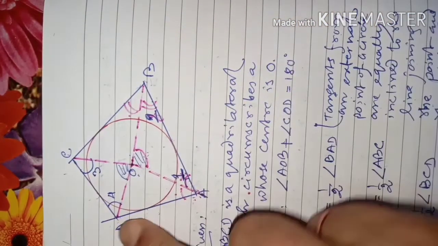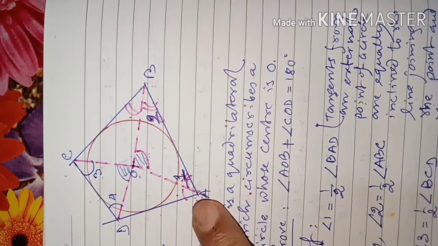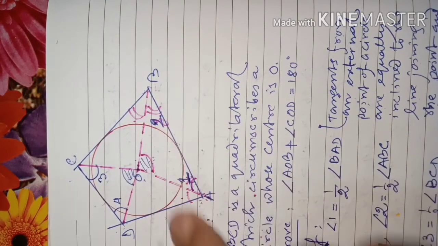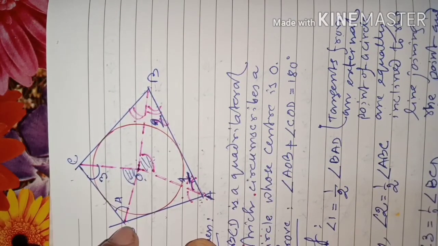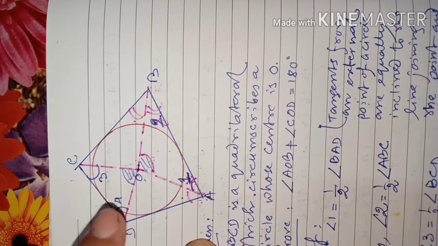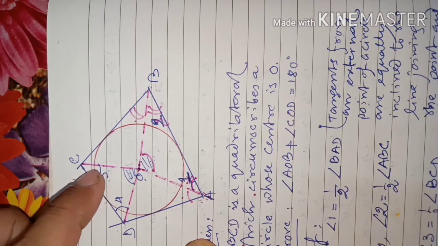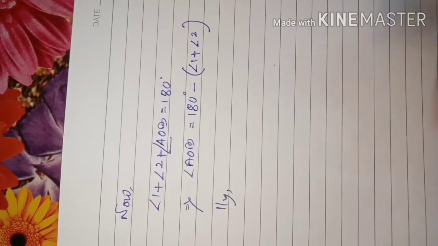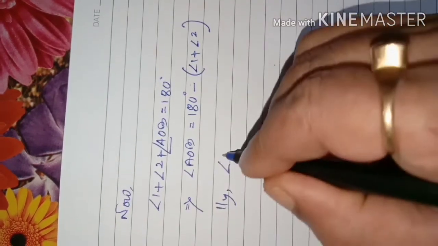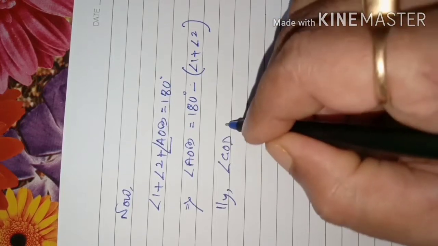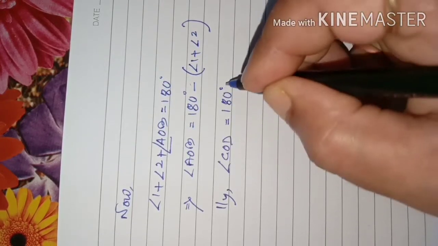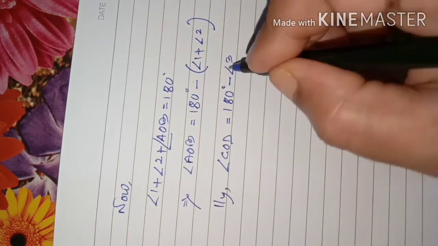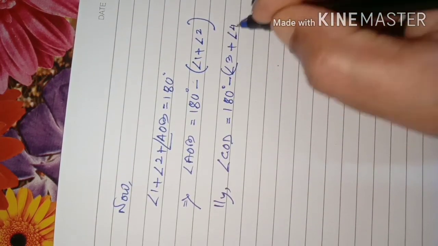In a similar way, what can we say? Just now we got angle AOB as 180 minus angle 1 plus angle 2. Similarly, you can say angle COD is equal to 180 degrees minus angle 3 plus angle 4, with angle 3 plus angle 4 in brackets.